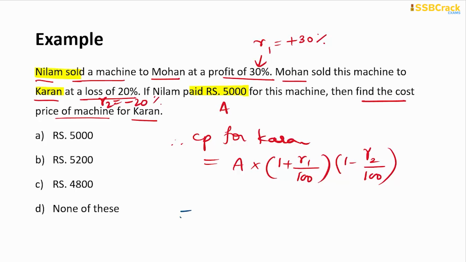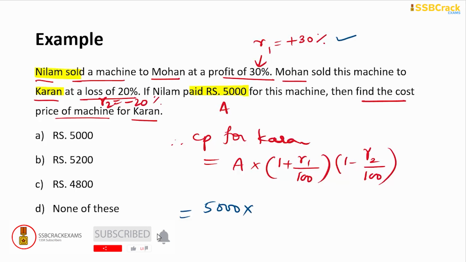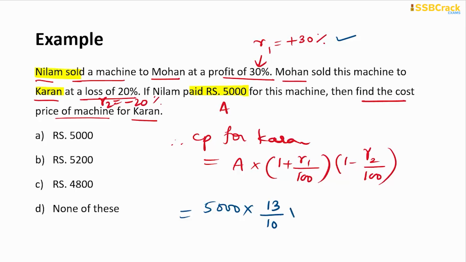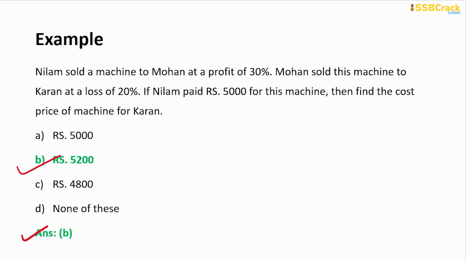And hence we get this answer as 5,000 multiplied by 1 plus R1. See, R1 is 30, so 30 by 100 gives you 3 by 10. So it becomes 13 by 10, into 1 minus, see, the value of R2 is 20 there, so 20 by 100 means 1 by 5. 1 minus 1 by 5 gives you 4 by 5. So simplifying this, 13 4s are 52, 52 into 100, 5200. So hence the right key for this particular question becomes option B, which is the cost price of the machine for Karan, the third person.